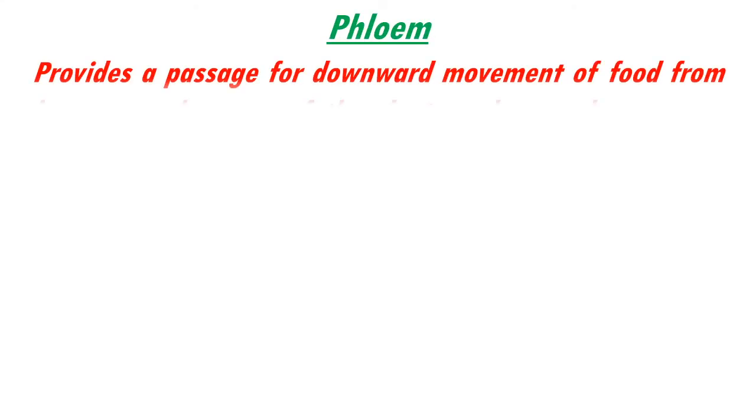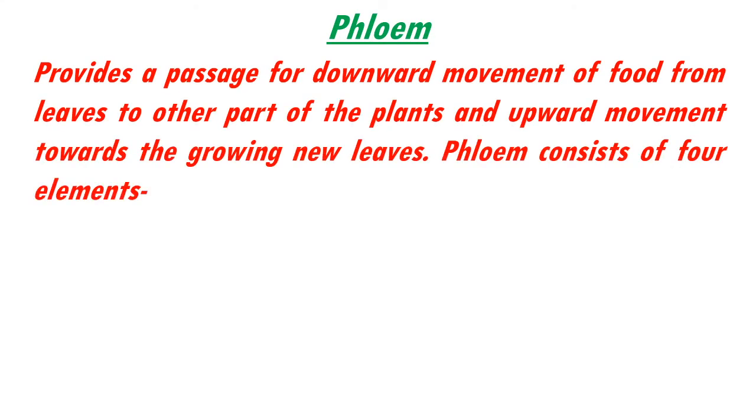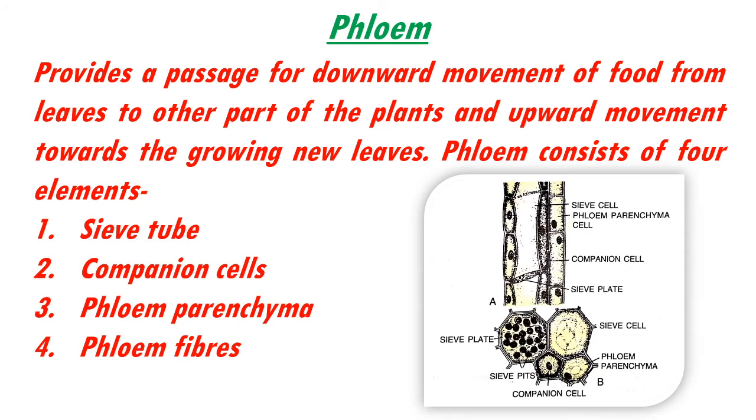Students, now we will study about second conductive tissue, which is called phloem. It provides a passage for downward movement of food from leaves to other parts of the plant and upward movement towards the growing new leaves. It consists of four elements. First is sieve tube, then companion cells, phloem parenchyma, and phloem fibers.